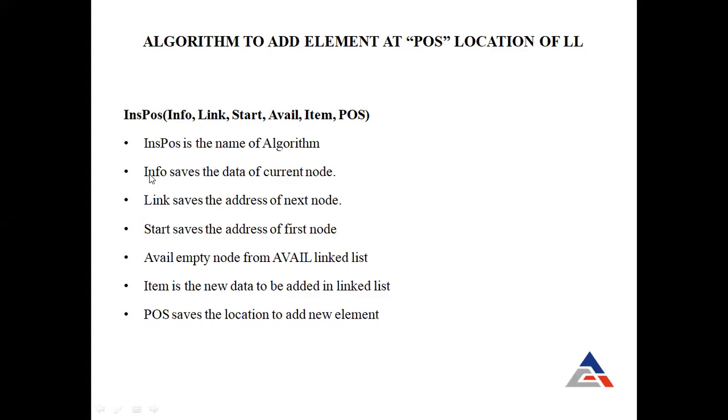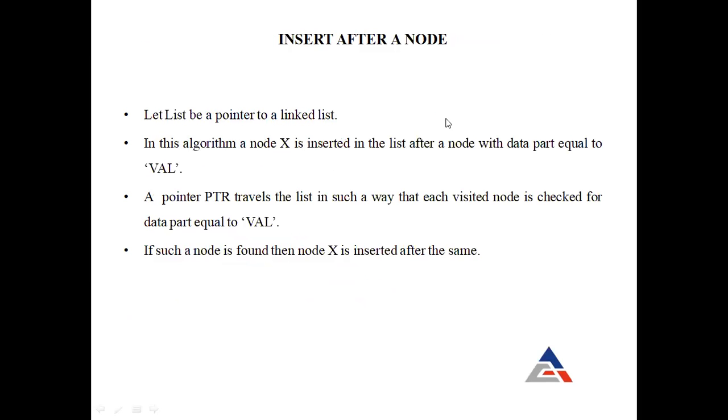INSPOS is the name of the algorithm. Info saves the data of the current node. Link saves the address of the next node. Start saves the address of the first node. Avail is the linked list that has the empty nodes. Item is the new data that I have to insert in the linked list. POS is the position or location where I want to insert the element, at which location I want to insert the element. Let list be a pointer in the linked list. In this algorithm, node X is inserted.